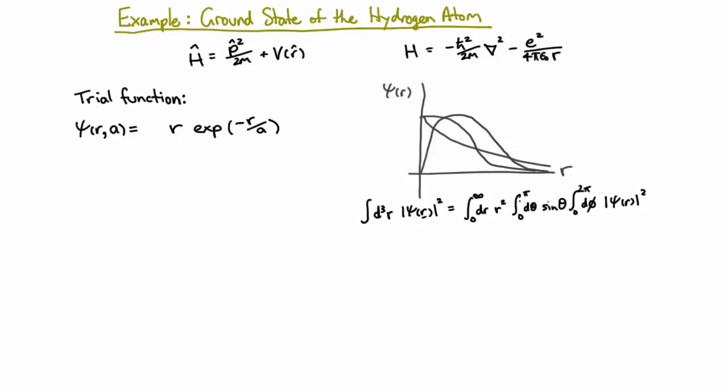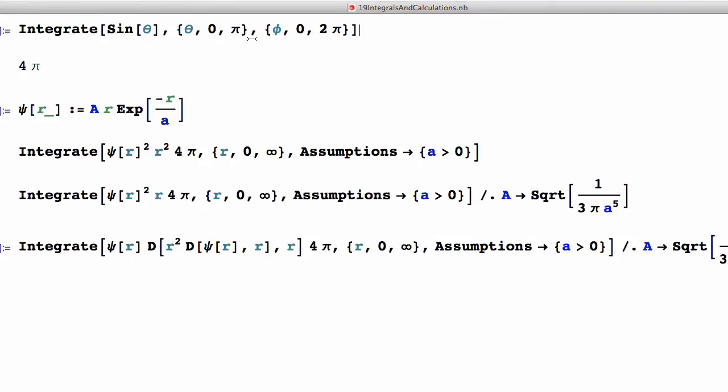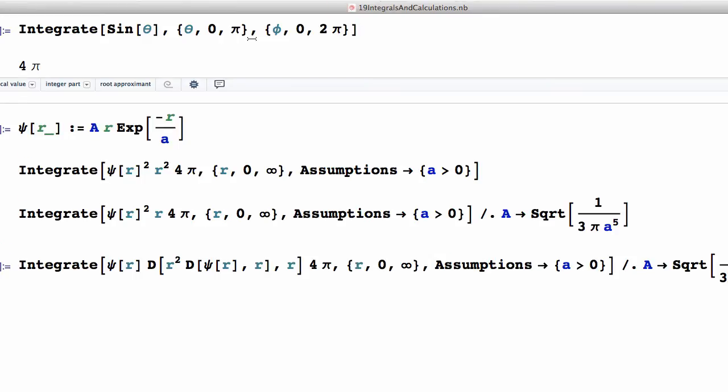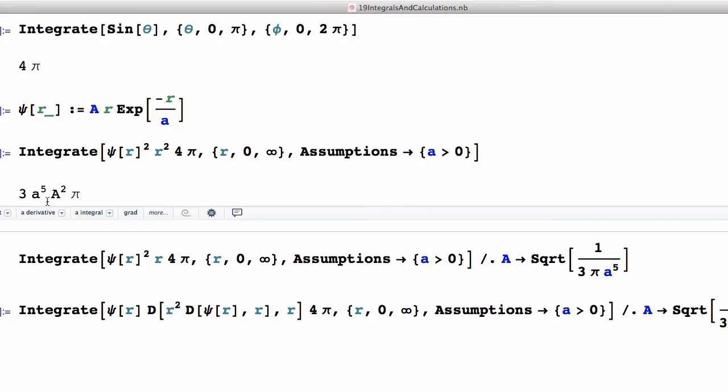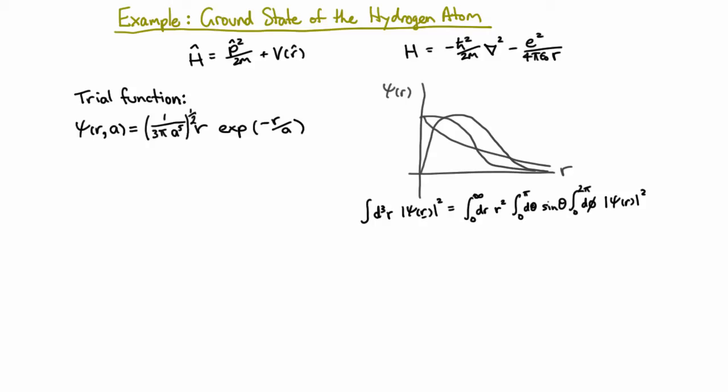So now you have r squared times the square of that. We do that integral in Mathematica. So here's just checking that we've got 4 pi steradians. That worked fine. We'll define our wave function, and so we've got a as our normalization constant. And now if we calculate the norm of that, remembering the 4 pi there, we get this. So if we want that to be 1, we have to set a to be 1 on square root of the rest of it. So now we've got our trial wave function and it's normalized.